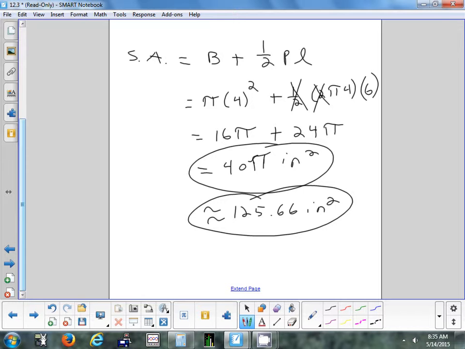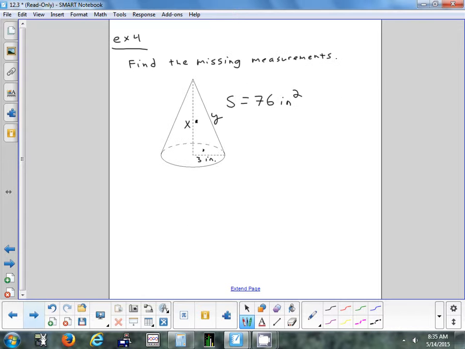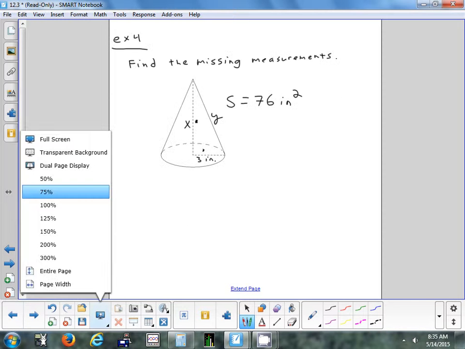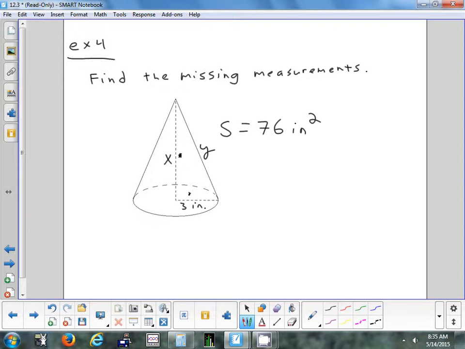Okay, so this is the surface area of a cone. We'll do one more. This will be the last one. Okay, this time we're going to solve for two things. We're going to find x, and we're going to find y. They've told us here that the surface area is 76.